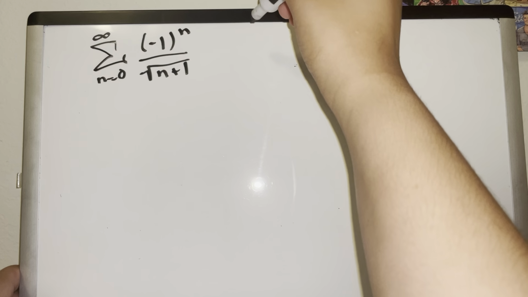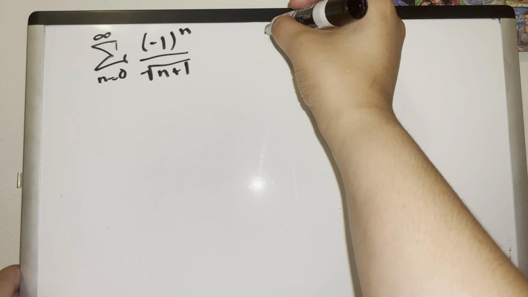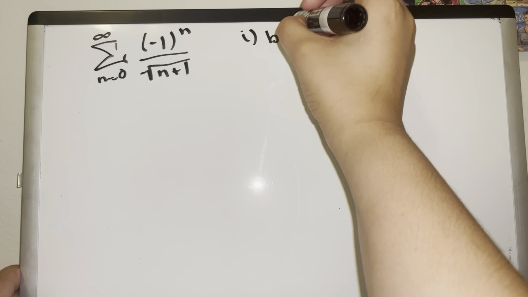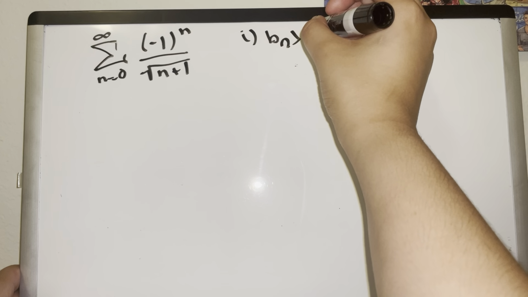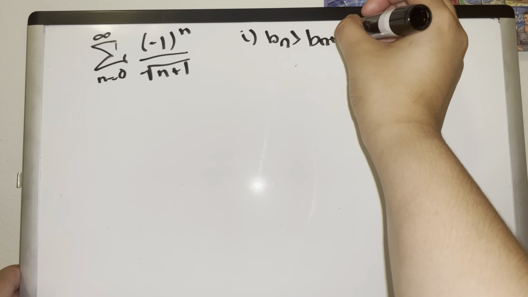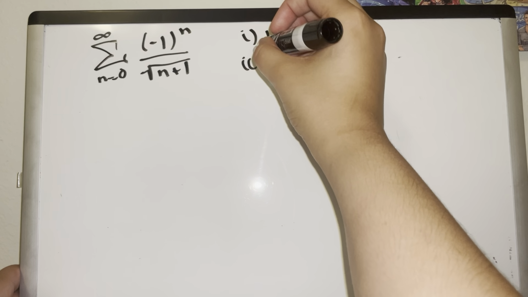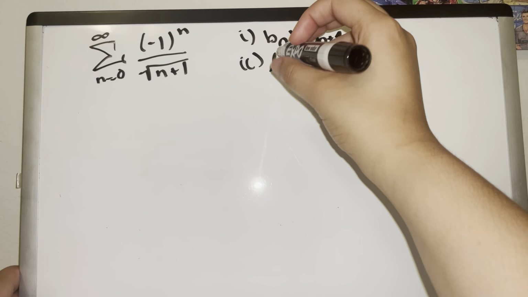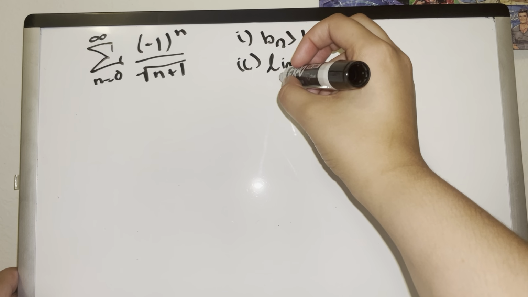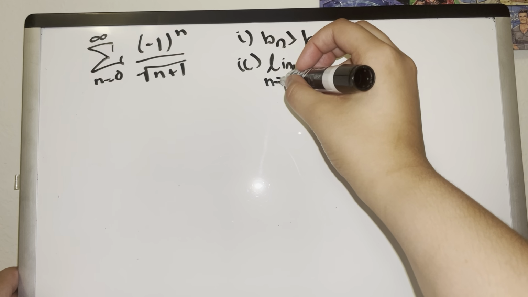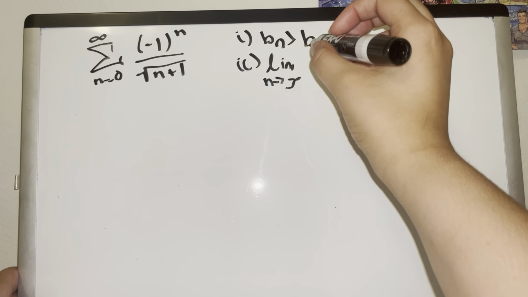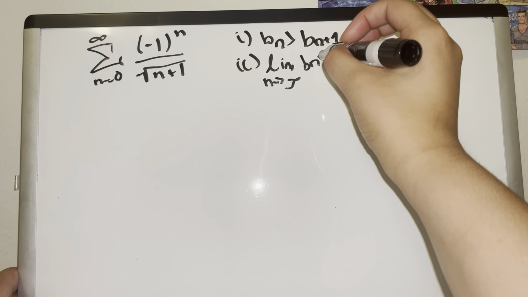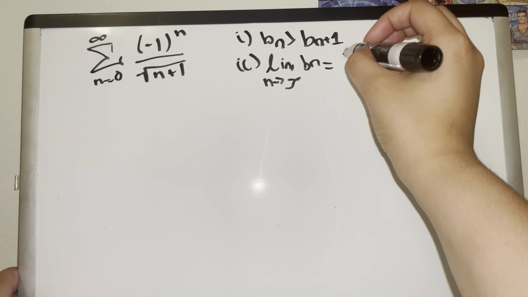So the alternating series test states that Bn has to be greater than Bn+1, and also that the limit as n goes to infinity of Bn equals 0.